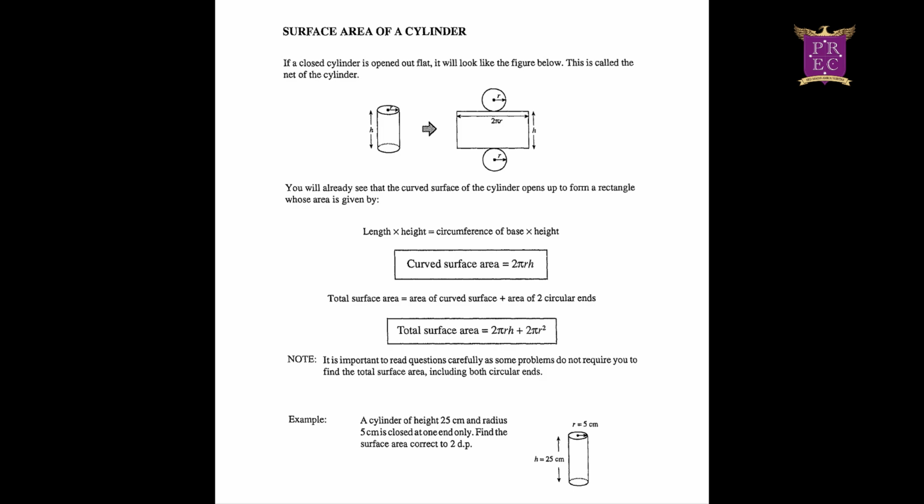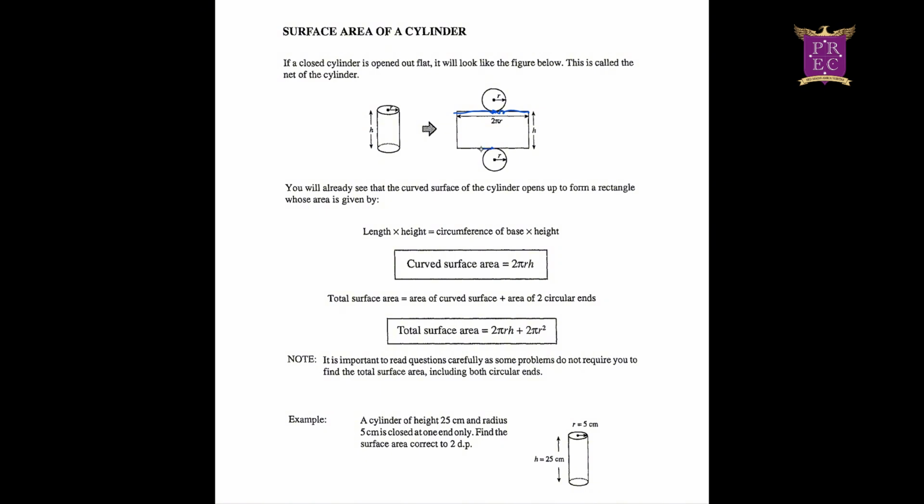Why does it give us 2 pi r? It gives us 2 pi r because the circle has been opened up here. If you were to open up the circle from this end towards this way and this end towards this way, it will give us the circumference of the circle. That's the length of the rectangle. The circumference of the circle is given by 2 pi r. That's why that's the length of the rectangle.